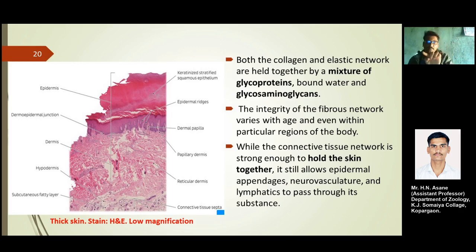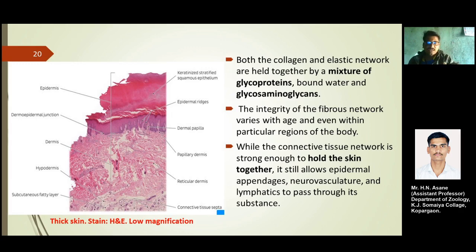So the up and down structures are termed ridges, and these ridges are formed by the papillary dermis as well as the epidermal ridges. Both the collagen and the elastic networks are held together by a mixture of glycoproteins, bound water and glycosaminoglycans. The glycosaminoglycans and glycoproteins combine to form a mixture that holds the elastic network together.